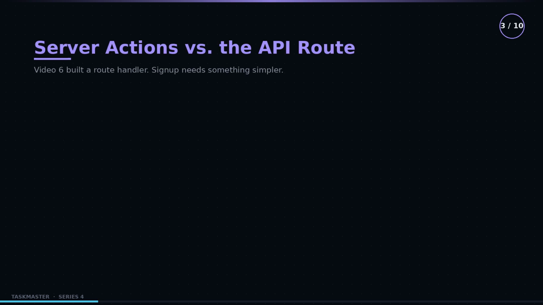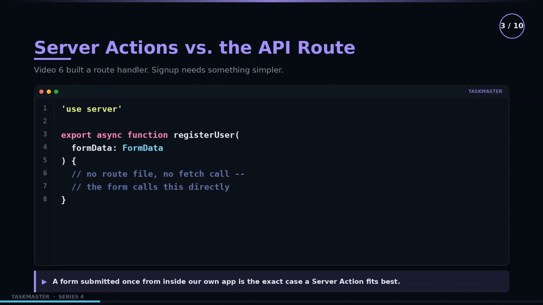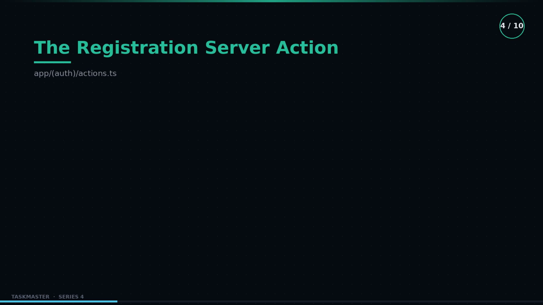Server actions versus the API route. From video 6, signup doesn't need a REST endpoint. It's a form on a page, submitted once, from inside our own app. The exact case a Next.js server action fits best. No route file, no fetch call, just an async function marked use server that runs on the server and that the form can call directly. The signup form and registration.